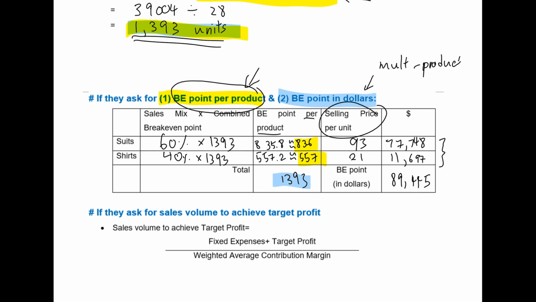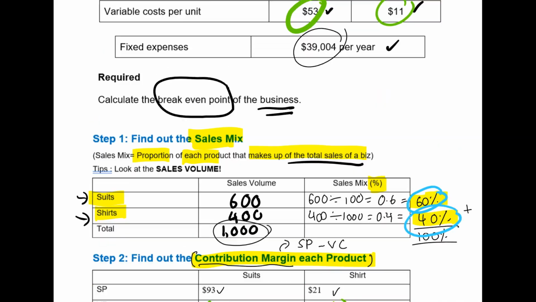And this is how you find your break-even point for each product. If the question asks you for the sales volume to achieve a target profit, it's very simple. You just replace the contribution margin per unit with the weighted average contribution margin. The formula will always be the same: fixed expense plus your target profit, divided by your weighted average contribution margin. So this is how you find the break-even point for a multi-product company.